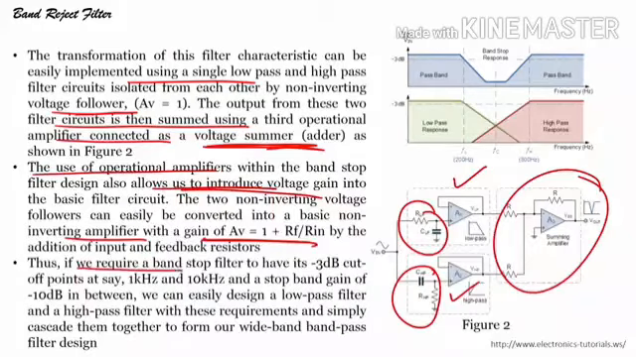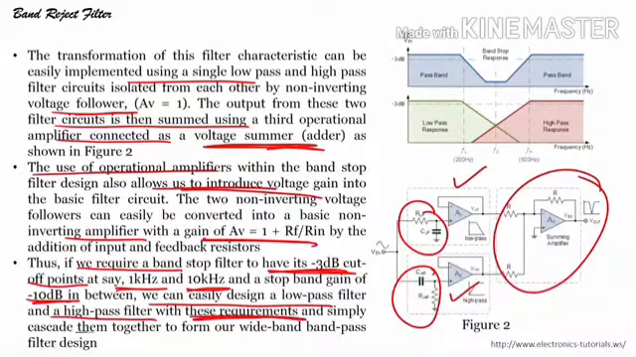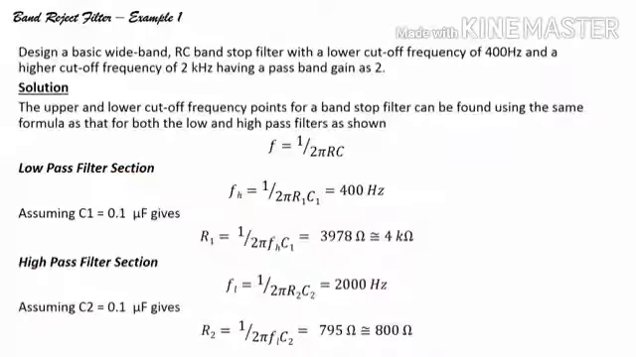Thus, we require a band stop filter to have its minus 3 dB cutoff frequencies, say 1 kilohertz and 10 kilohertz, with a stop band gain of minus 10 dB in between. We can easily design a low pass filter and a high pass filter with these frequency requirements and simply cascade them together to form a wide band pass filter design. Same way, if I connect them in a parallel form, I can form the band reject filter design.